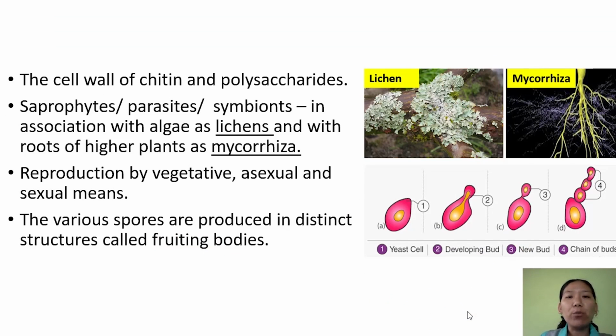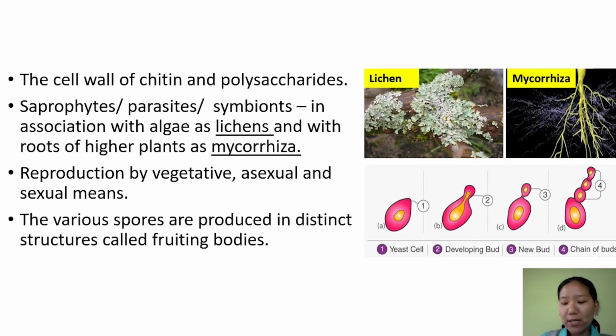If you talk about the mode of nutrition, most of them are saprophytes or parasites, and some of them are symbionts, where the fungi live in association with algae to form a lichen, and some fungi form an association with the roots of higher plants, and such an association is called mycorrhiza. The association is mutualistic, they benefit each other. Talking about the mode of reproduction, reproduction takes place by vegetative, asexual, and sexual means. And the spores produced in these fungi are present on distinct structures called fruiting bodies.